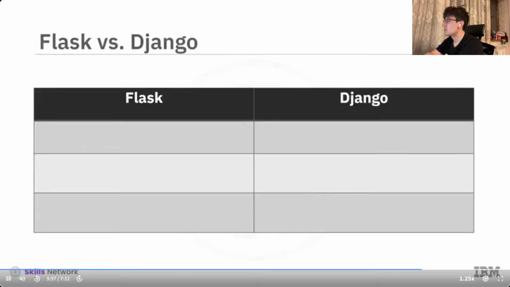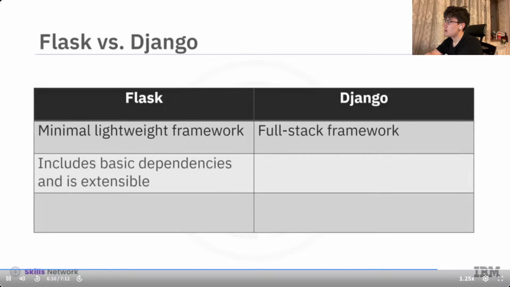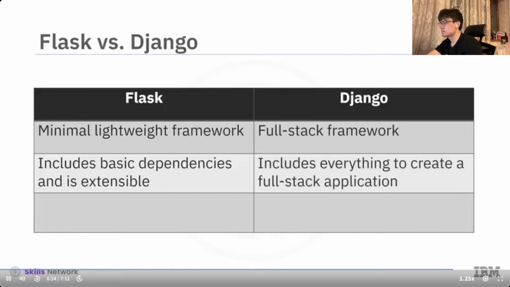Now, another Python development framework is Django. Here are some key differences between Flask and Django. Flask aims to be a very light framework. Django, on the other hand, is a full-stack framework. As a result, Flask only provides the basic dependencies needed to create a web application. However, the developer can choose other extensions that provide additional features. Django, on the other hand, includes everything you need to create a full-stack application.